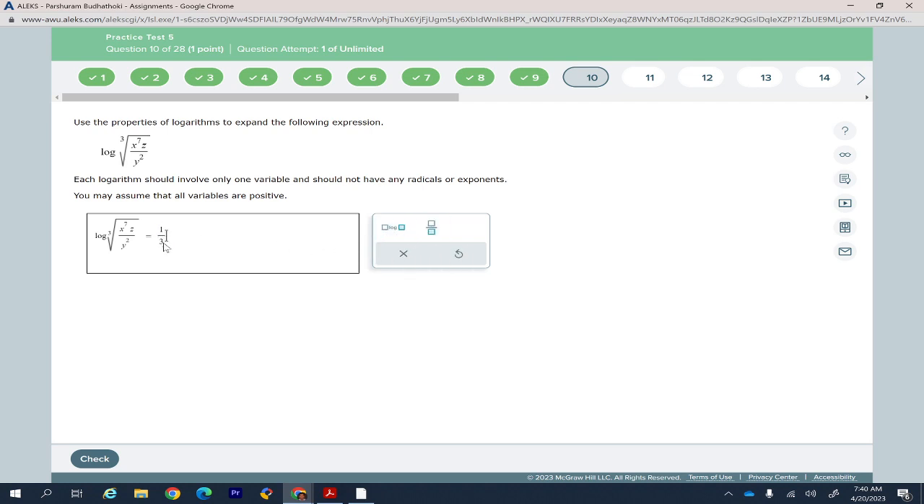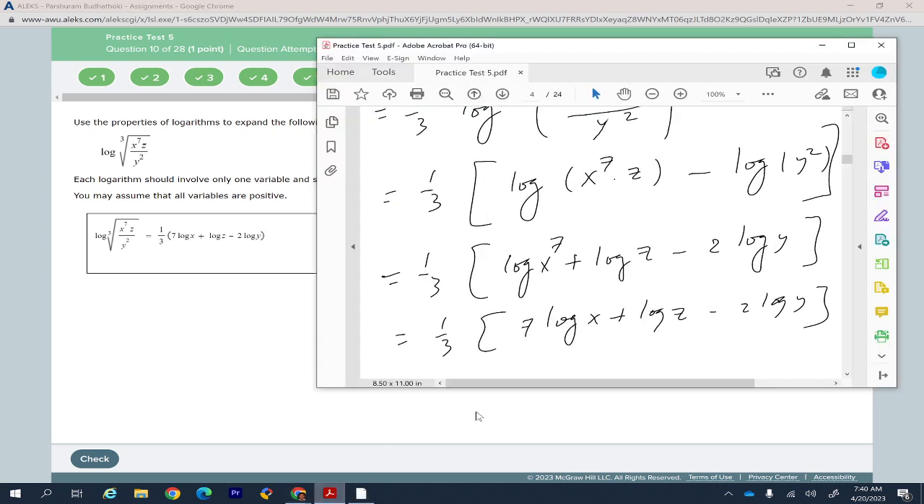1/3 times 7 log x, plus log z minus 2 log y. Let me double check. Okay, 1/3 times 7 log x plus log z minus 2 log y.